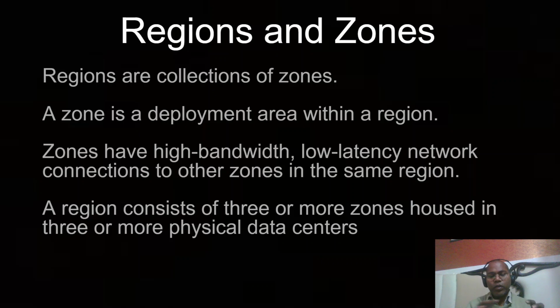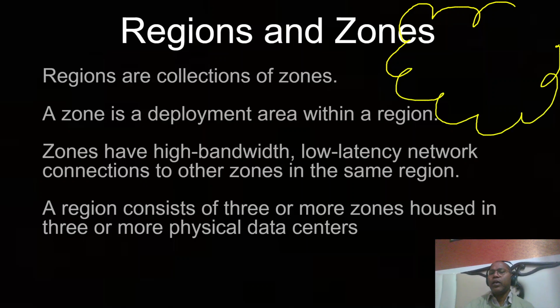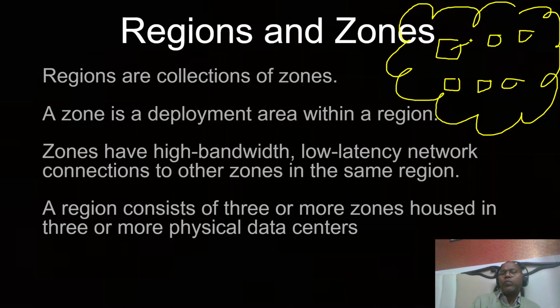So overall, you can say regions are logical, geographical areas, and in this area we have specific locations. Those locations are considered as zones. Within a zone, there might be a physical data center. So generally, whenever Google Cloud talks about regions and zones, they are not talking more about the data center.